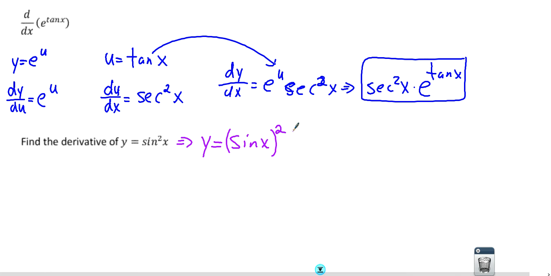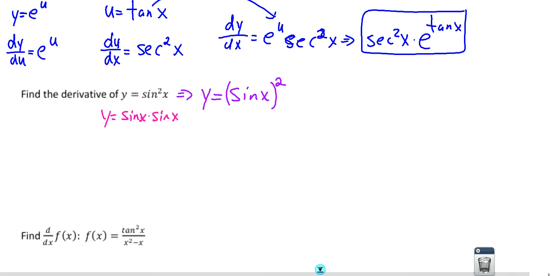Now, you could also, if you wanted to, rewrite this as y equals sine x times sine x, and you could do product rule there if you wanted to. But since we're trying to focus on the chain rule, we're going to do it chain rule style. Neither of them would be incorrect, whichever path you chose, but since we're practicing chain rule, we'll do chain rule.